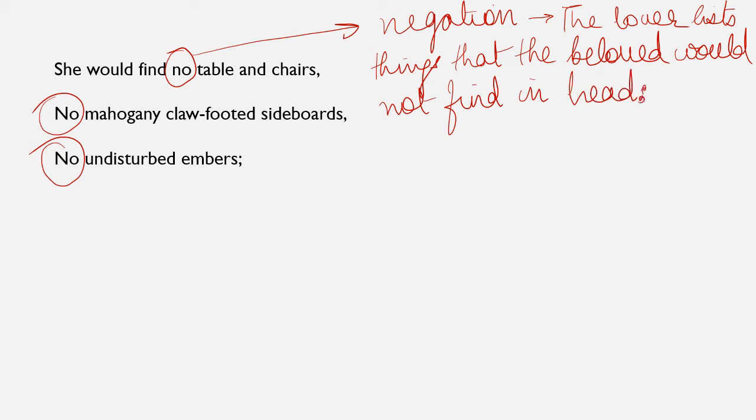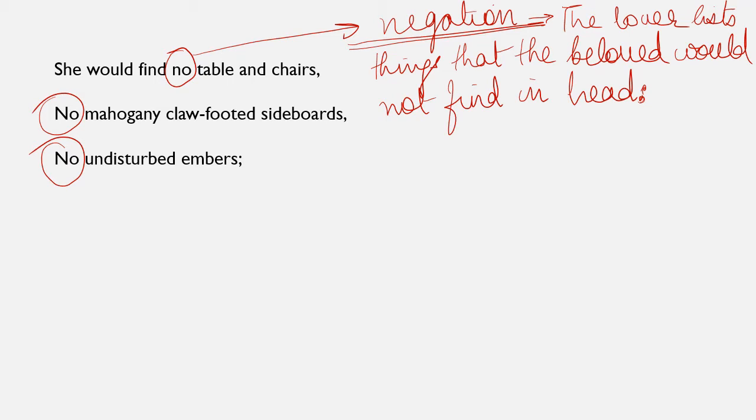Maybe she thought all this would be in his mind, but the lover is saying that all these things are not in his mind, not there, not there. And he stresses on the word no because he repeats it three times in every line. She would find no tables and chairs, no mahogany claw-footed sideboards, no undisturbed embers.